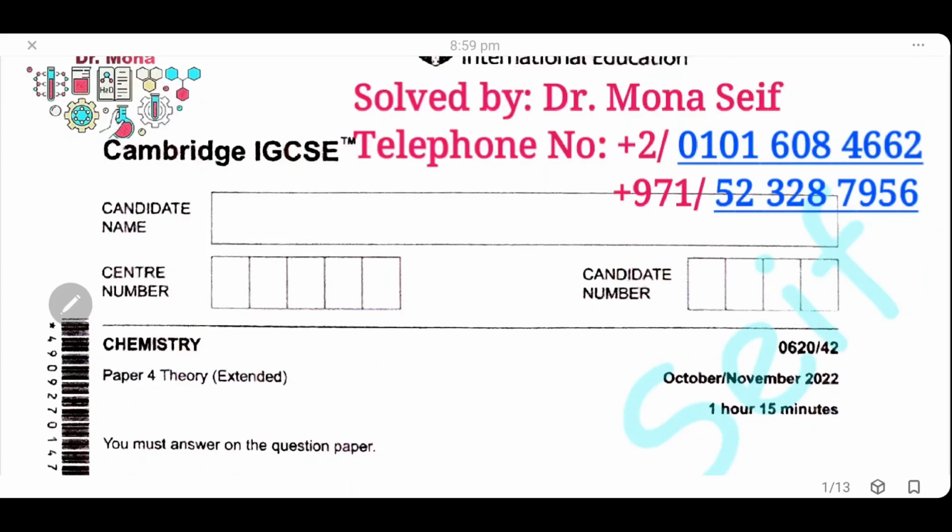Assalamu alaikum wa rahmatullah. Today, inshallah, we're going to solve Cambridge exam, October-November 2022, paper 42. Let's start it.